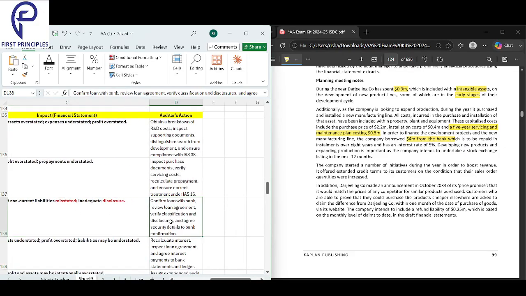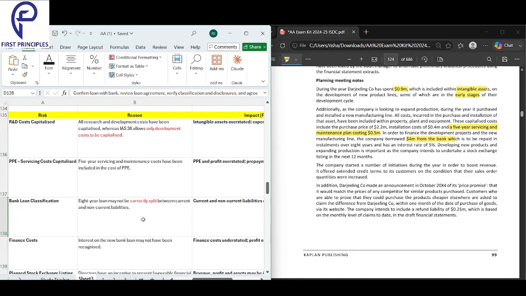So what you should do is, number one, confirm the loan with the bank. Has this person taken the loan or not? Second, review the loan agreement and verify that the classification and the disclosure have been done correctly. This is what you should do as an auditor.